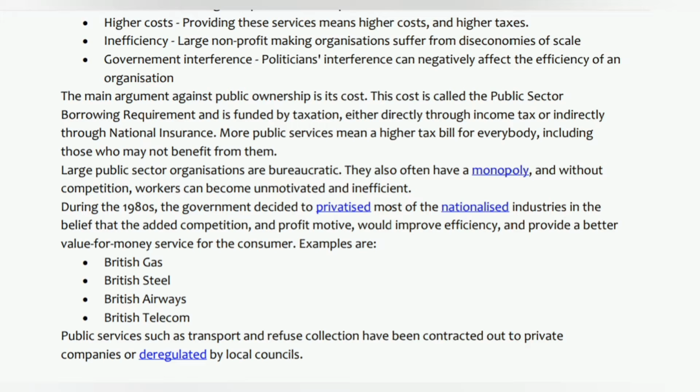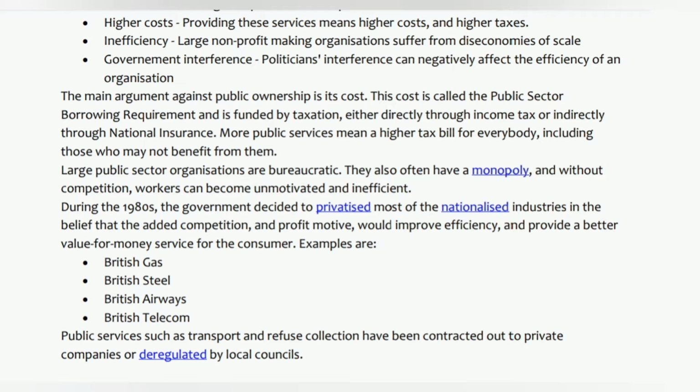Higher costs. Providing these services means higher costs, and higher taxes. Inefficiency. Large non-profit-making organizations suffer from diseconomies of scale. Government interference. Politicians' interference can negatively affect the efficiency of an organization. The main argument against public ownership is its cost.